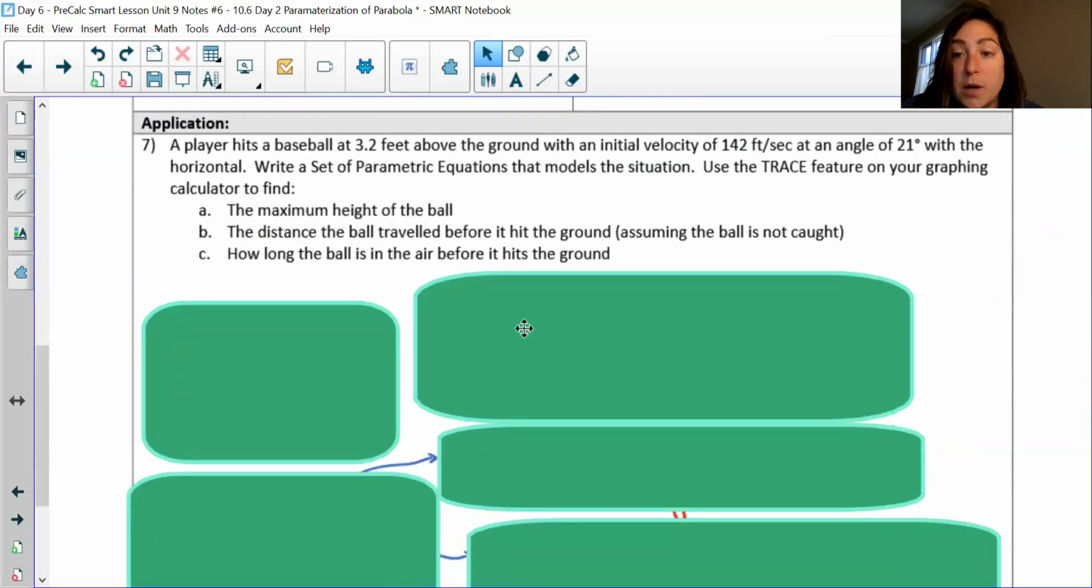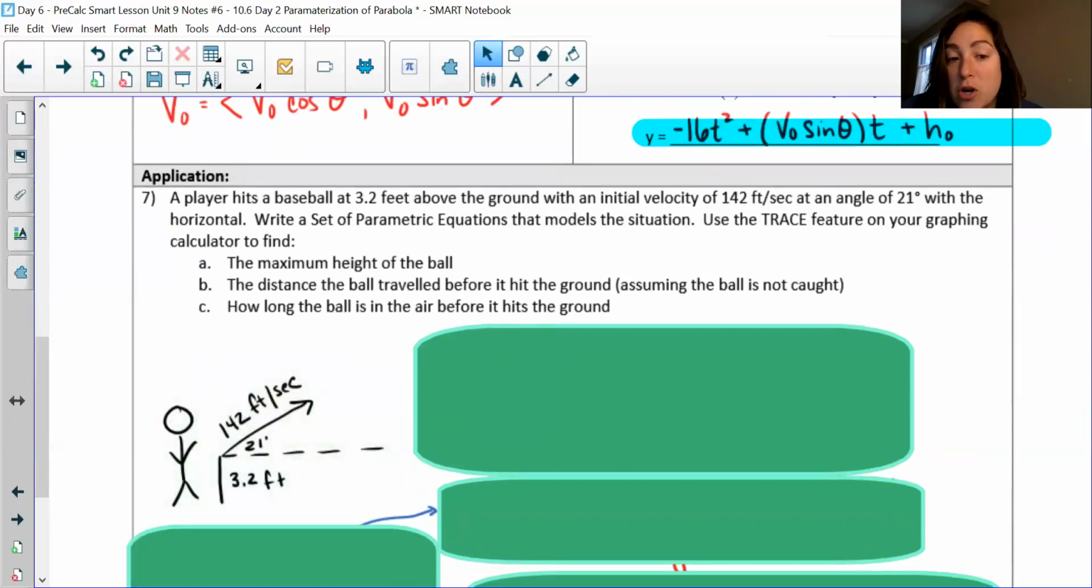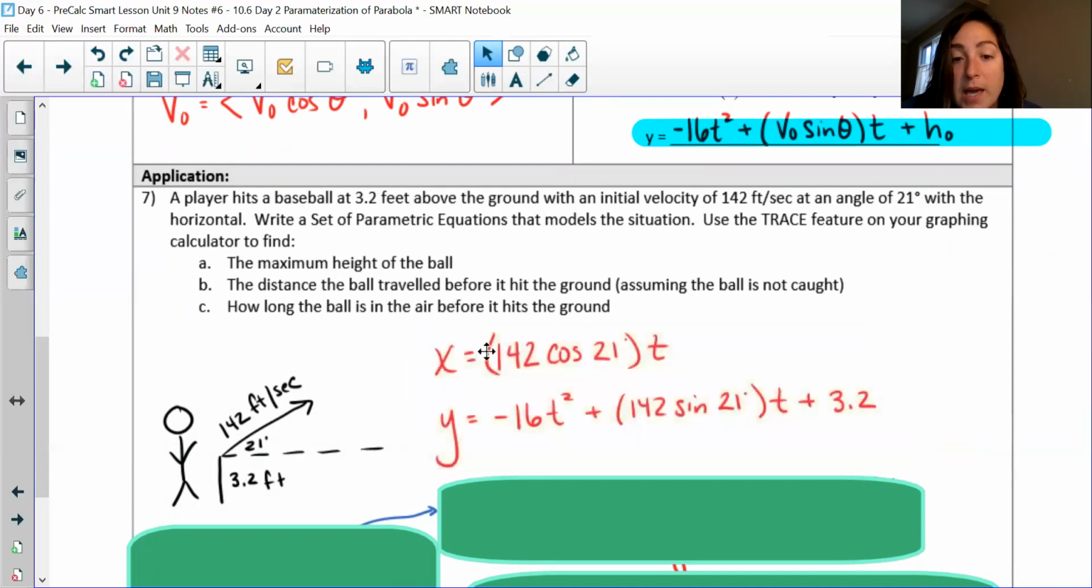So let's start by coming up with our set of parametric equations. I like to draw a little sketch to help me remember everything. So we have initial velocity, angle, initial height. So we get x is 142 cosine 21 times t. Notice our angle is in degrees, so we want to make sure our calculator is in degrees before we do this example. y equals negative 16t squared plus 142 sine 21 t plus 3.2.